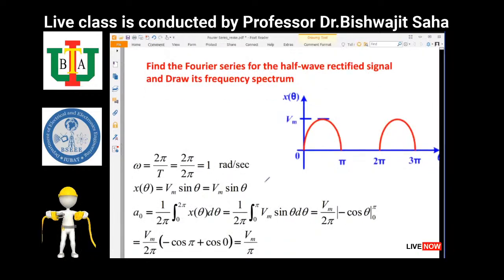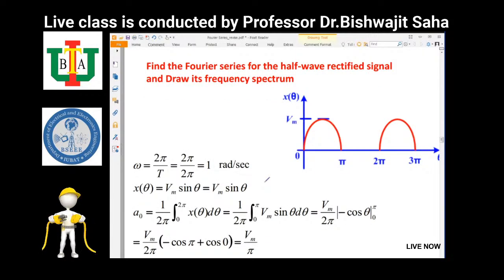So our next example is about finding the Fourier series of a half-wave rectified signal and drawing its frequency spectrum.